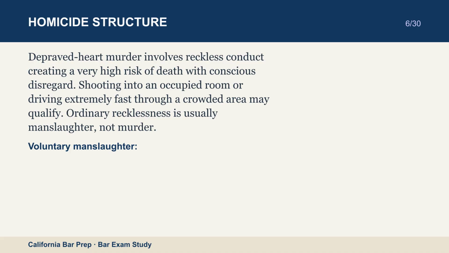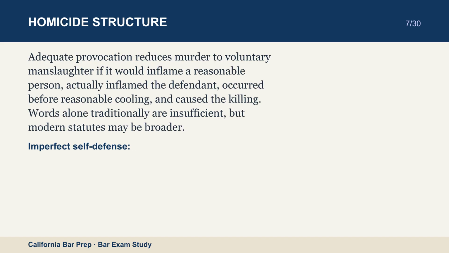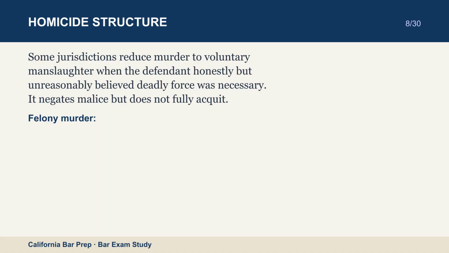Voluntary manslaughter. Adequate provocation reduces murder to voluntary manslaughter if it would inflame a reasonable person, actually inflamed the defendant, occurred before reasonable cooling, and caused the killing. Words alone traditionally are insufficient, but modern statutes may be broader. Imperfect self-defense. Some jurisdictions reduce murder to voluntary manslaughter when the defendant honestly but unreasonably believed deadly force was necessary. It negates malice but does not fully acquit.